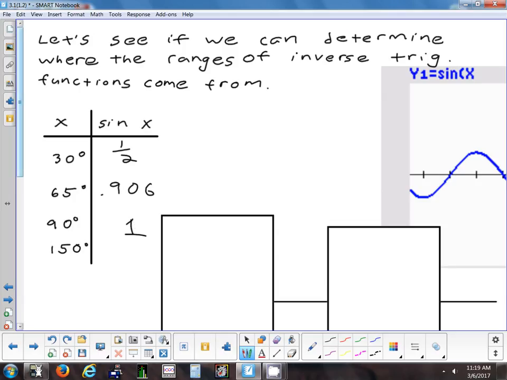So now, let's look at it the other way. If I did the inverse sine of 1/2, what angle would I get?